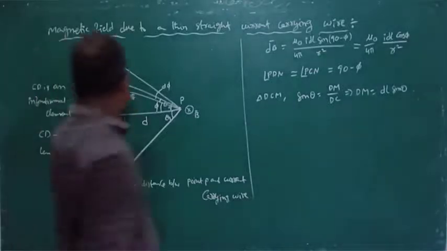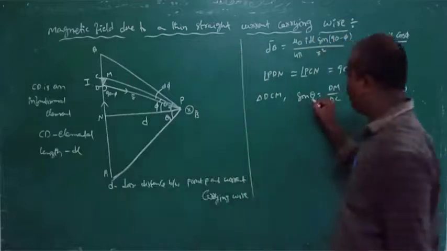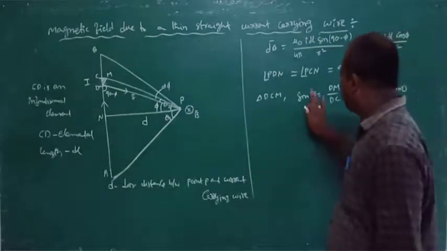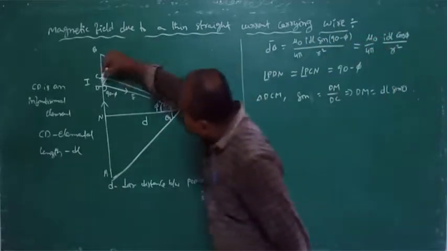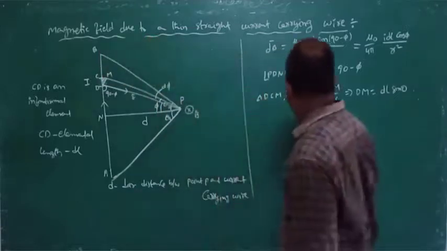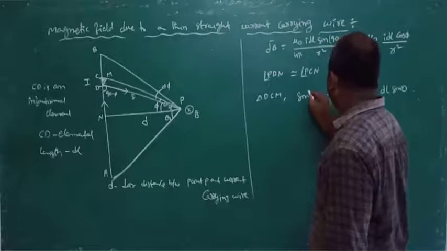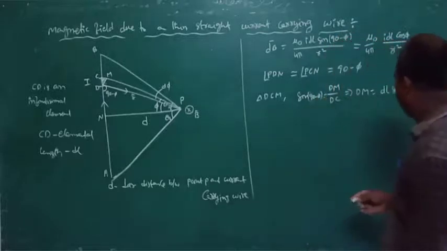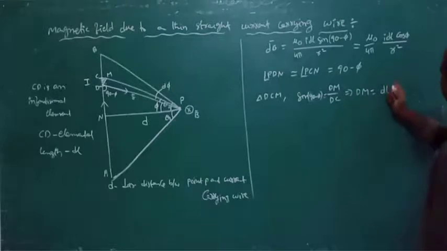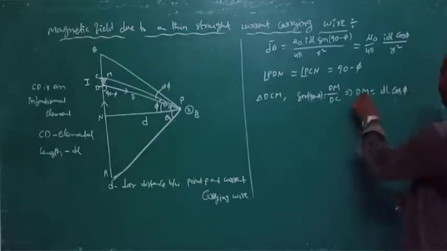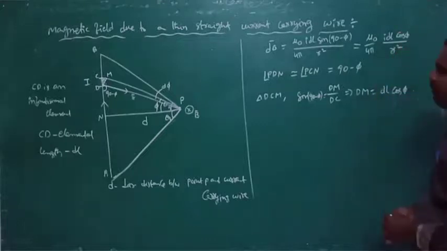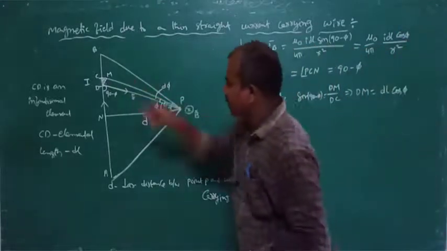What is theta? Theta is 90 minus φ. So sin(90 minus φ) equals DM by DC. Sin(90 minus φ) is nothing but cos φ. Therefore, DM equals dl cos φ.